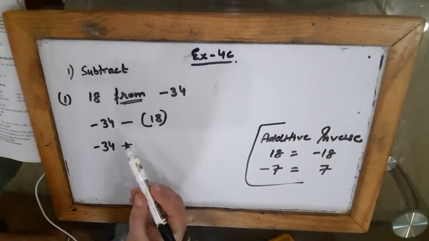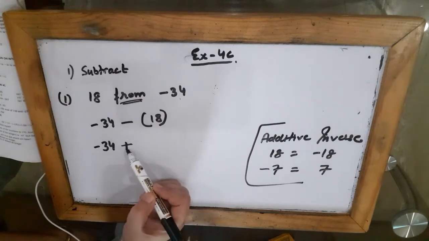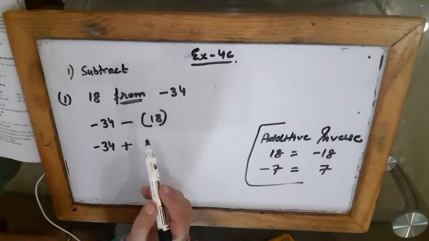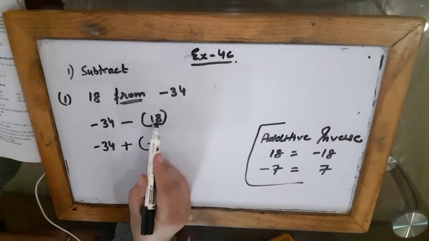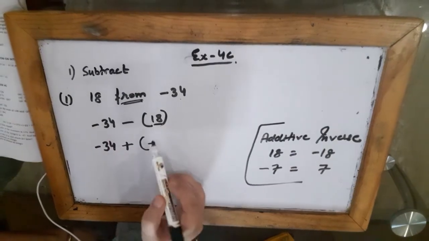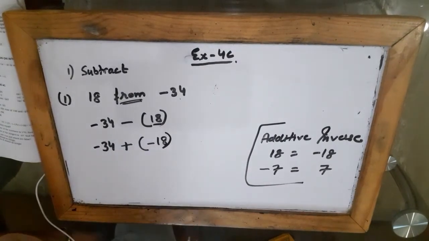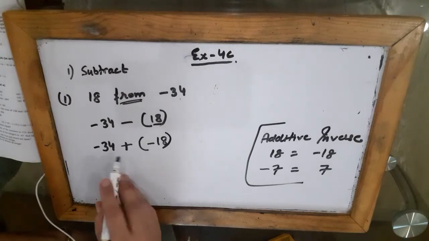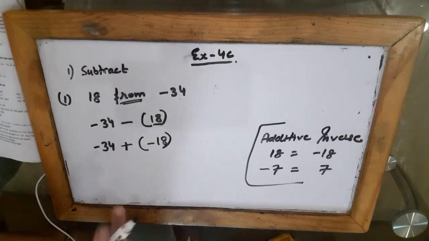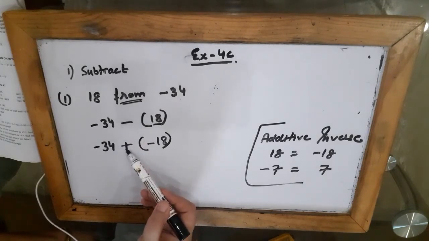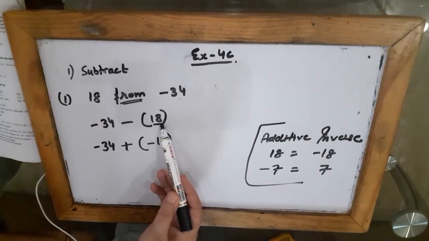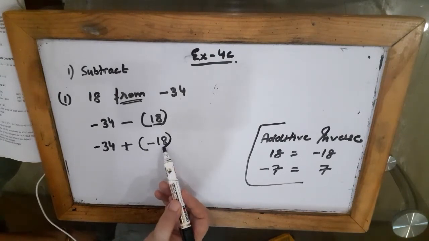So what did I tell? That this sum of subtraction I will change into a sum of addition, and the second change is that I will write the additive inverse of this. This was positive 18, and this will become a negative 18. So I made two changes. First, I converted the sum of subtraction into a sum of addition, and for the second integer I wrote the additive inverse, the opposite of this. This was positive 18, I have written minus 18.